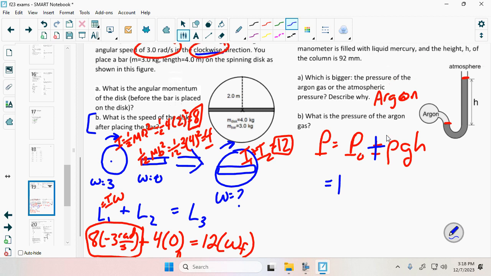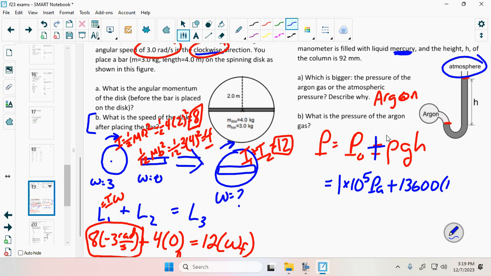maybe because they saw that it was just atmosphere right here. But 1 atmosphere is not the SI unit. 1 atmosphere is equivalent to 1 times 10 to the 5th pascals. Okay? Another mistake that people made is that they didn't get the density right. This is filled with mercury. If I look on my table, I see that mercury has a density of 13,600 kilograms per cubic meter.